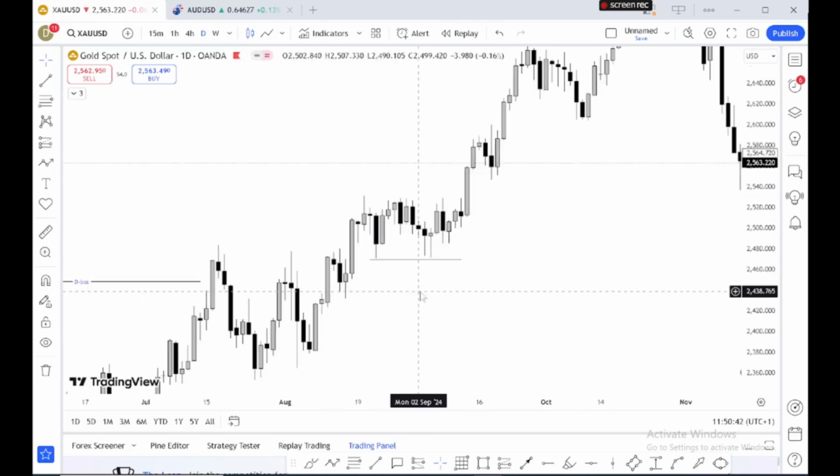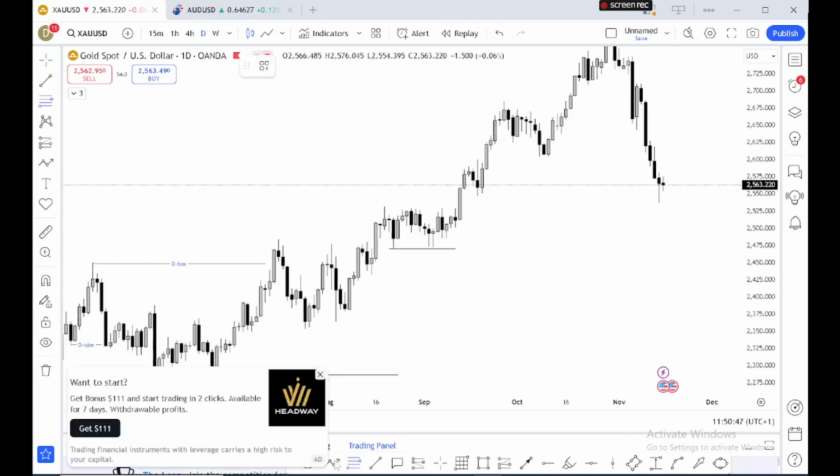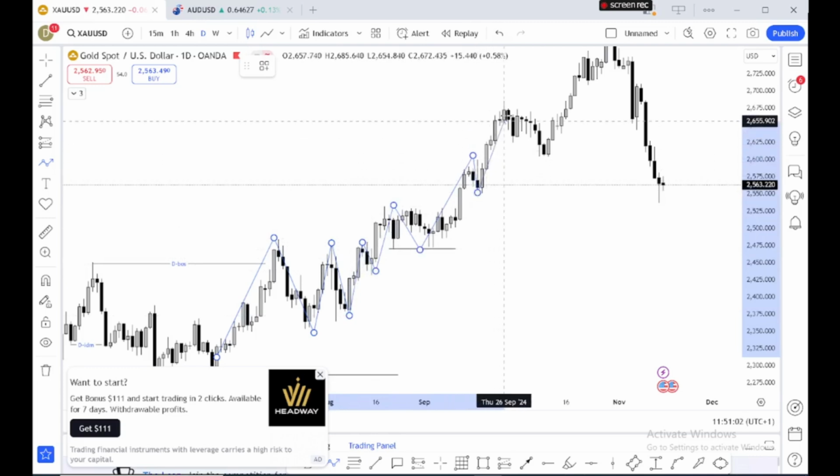This is what we are having here. Let me show you. After this break of structure, this is what we are having. The market was busy creating push up, push back, push up. So the market did not create any structure.